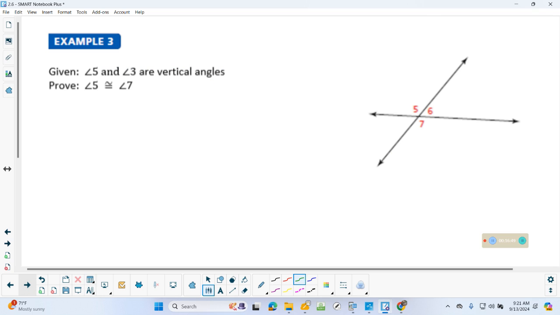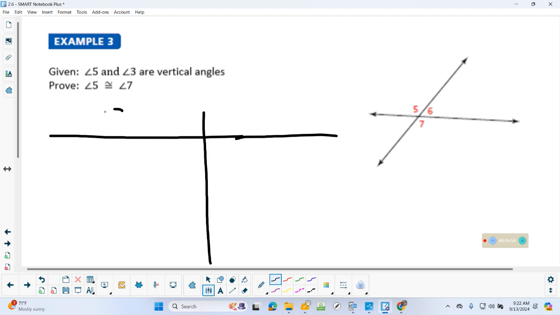Given. I know, we're writing more proofs. 5 and 3 are vertical angles. They didn't even give me the 2 columns. Gee. Statements. Reasons. Okay. Angle 5 and angle 3 are vertical.